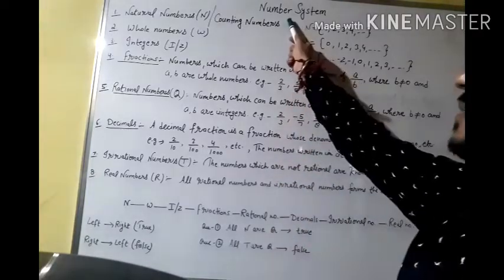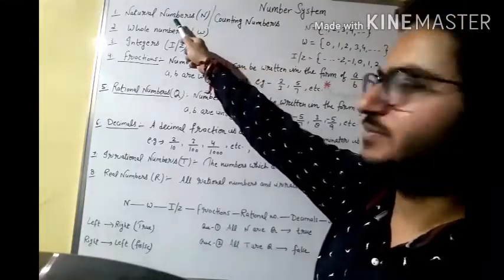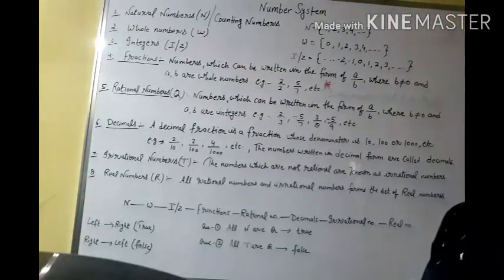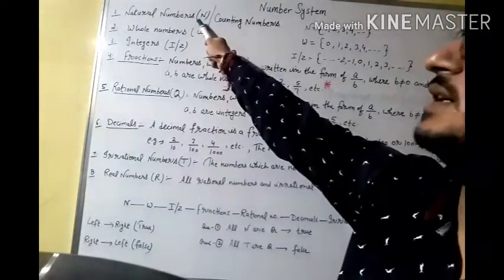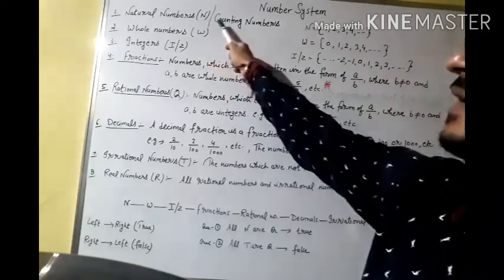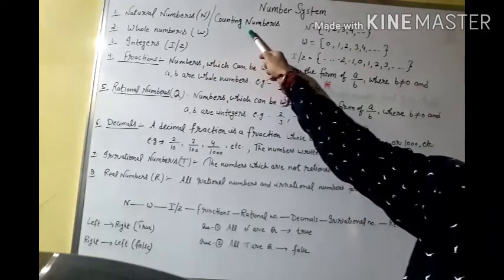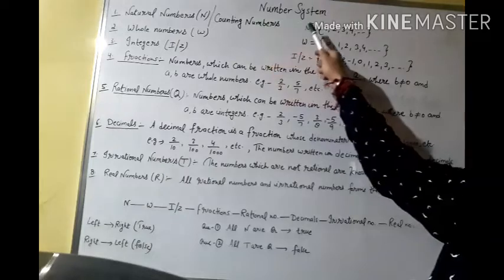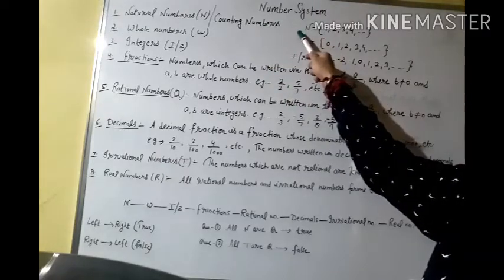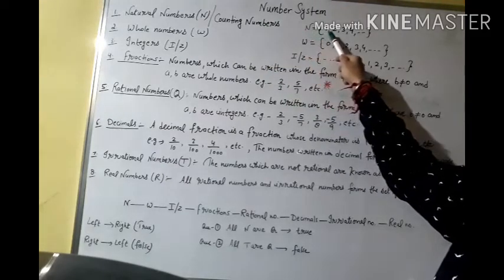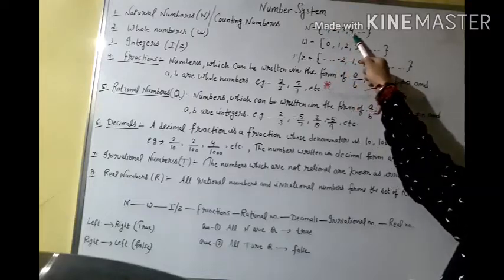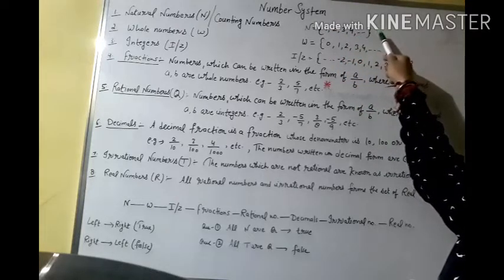Today we are here to study number systems in detail. This is our today's topic, number system. Number system starts with natural numbers. This set of natural numbers is represented by capital N and it is also known as counting numbers. And this set of natural numbers, capital N, contains 1, 2, 3, 4 and so on up to infinity.